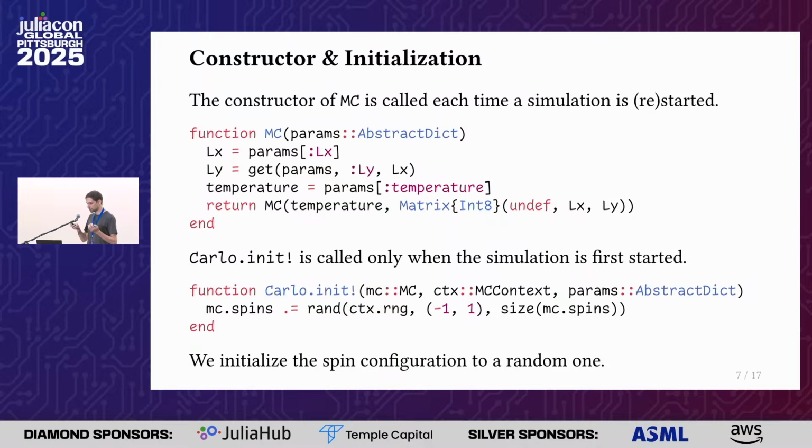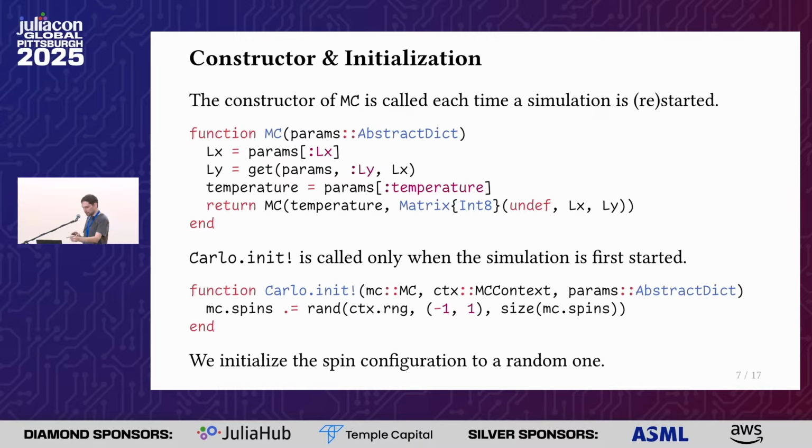Starting with the construction and initialization. So first thing we need to realize here is there's actually two kinds of initialization. The first one is the constructor, which is called each time a simulation is started or restarted from a checkpoint. So the task here is just to set the parameters and set up our data structures, but not doing anything physical or setting up any spin configurations. So that's what we do here.